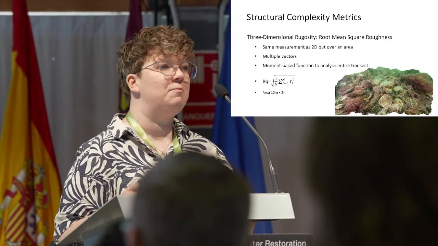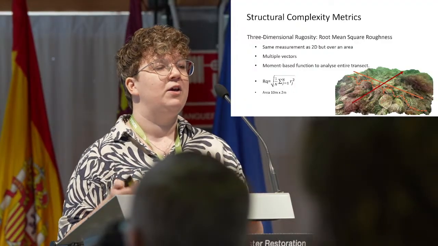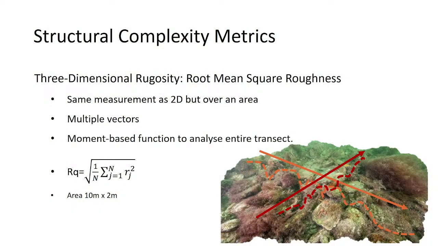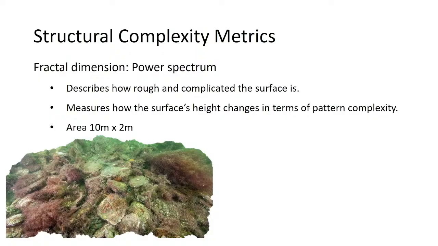So almost the exact same measure, but this time done over a full area. So you've got multiple vectors, and this was for the full 10-meter by 2-meter transect. So up a level of complexity for this one. Then we jumped up an even higher level of complexity and looked at fractal dimension.